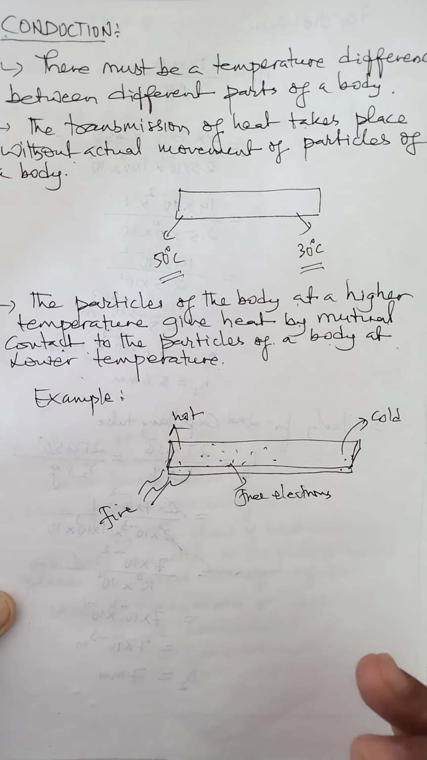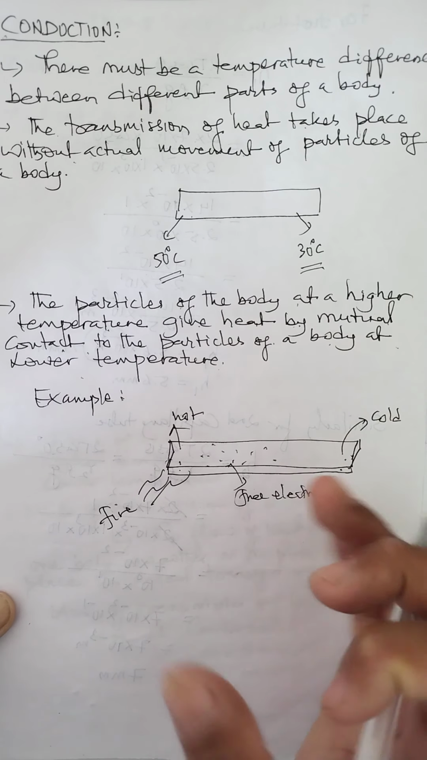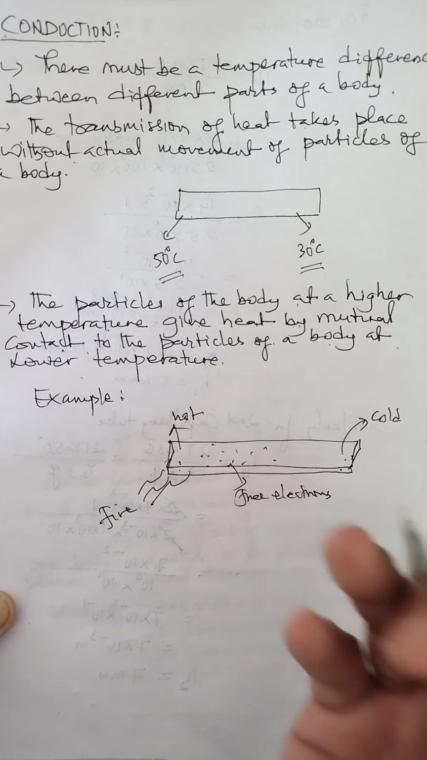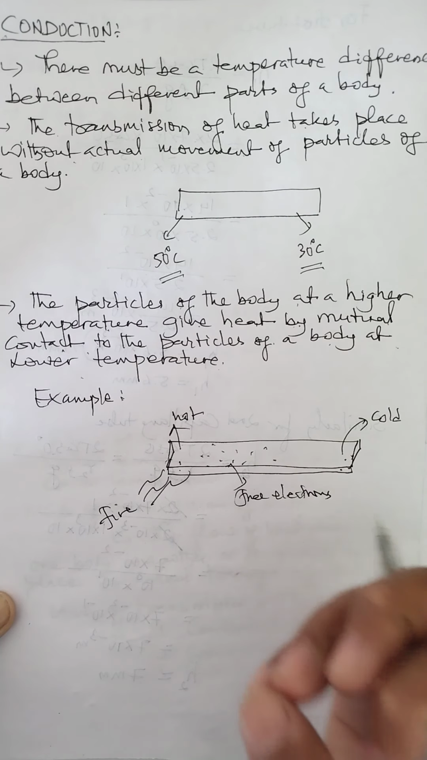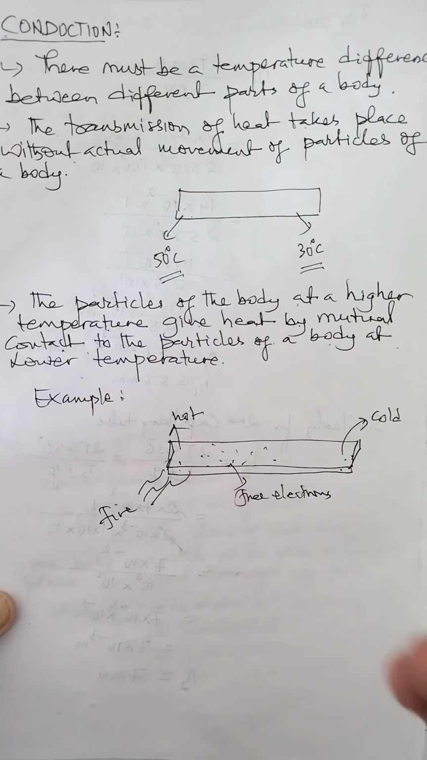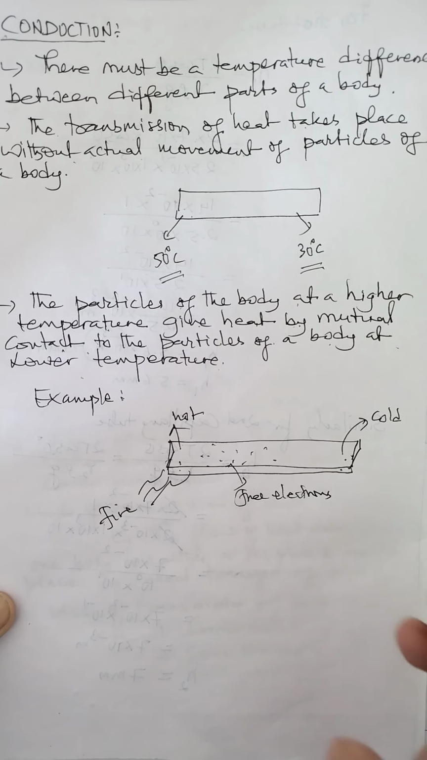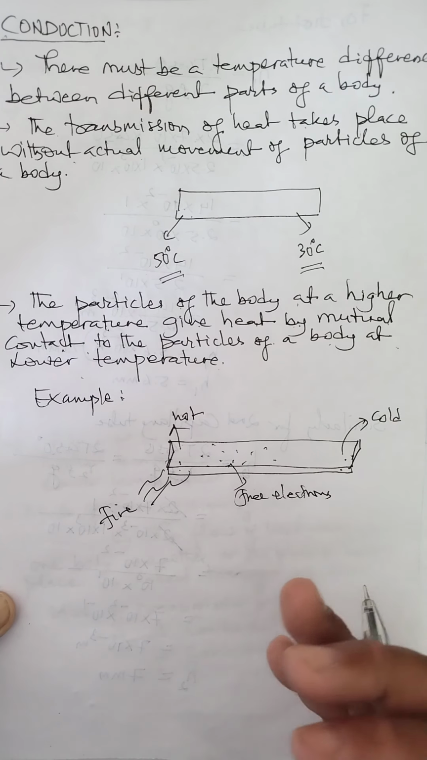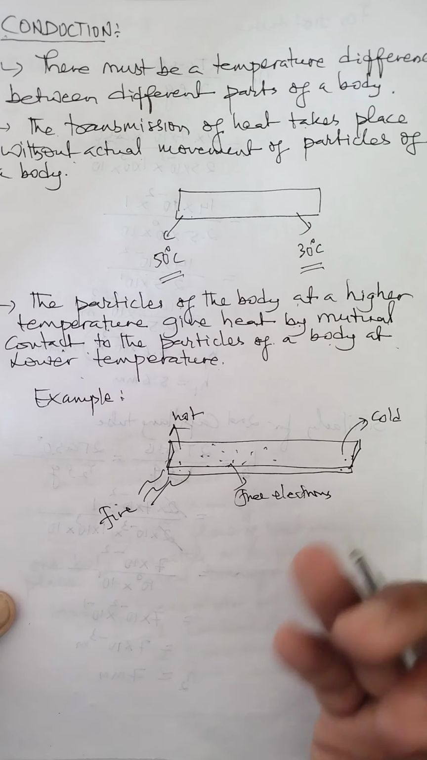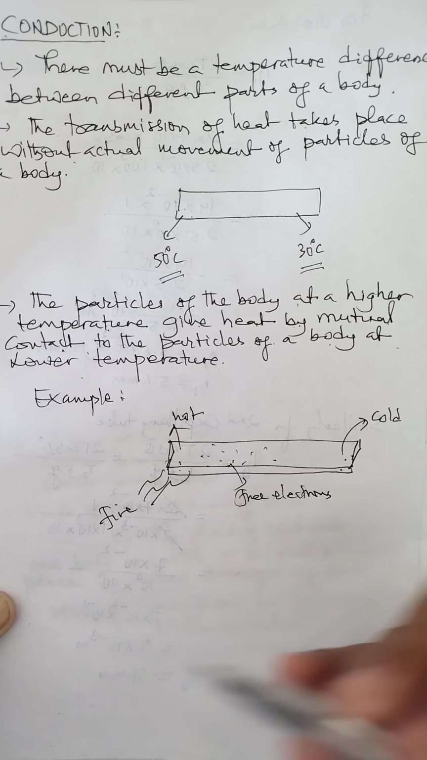But remember this part: bad conductors, like insulators, have very few free electrons, almost negligible. That's why heat conduction in insulators takes place very, very slowly. It doesn't mean that in an insulator heat transmission does not take place. Conduction takes place in insulators also, but it takes a long time. It takes place very slowly, whereas in metals it takes place very rapidly.